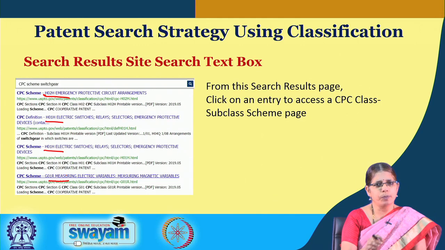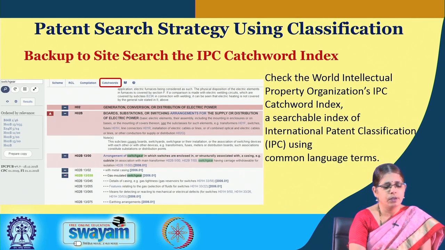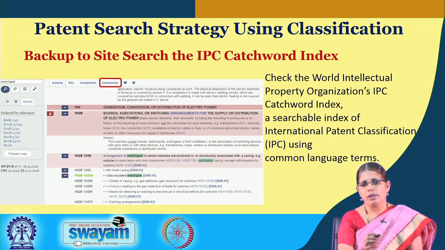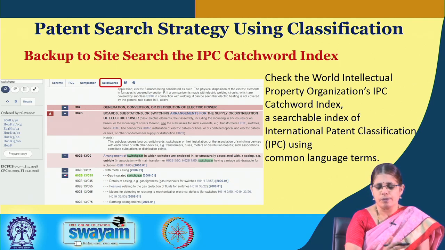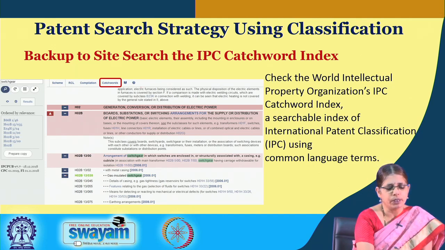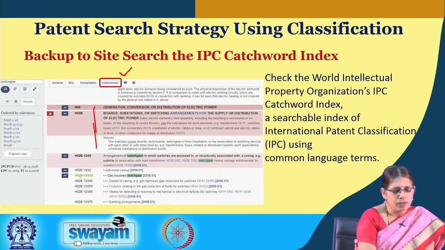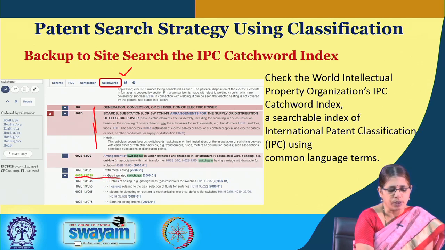So, if you click on this particular entry, you can get access to the sub scheme or classification page as well. There is something called the IPC catchword index, which provides a very user friendly searchable index in relation to the classification using common language terms. So, here you have the catchphrases where you can look at this particular information, and here the different classes are presented as you can see, and specifically we were searching for gas insulated switchgears, and so this is shown in this particular color.